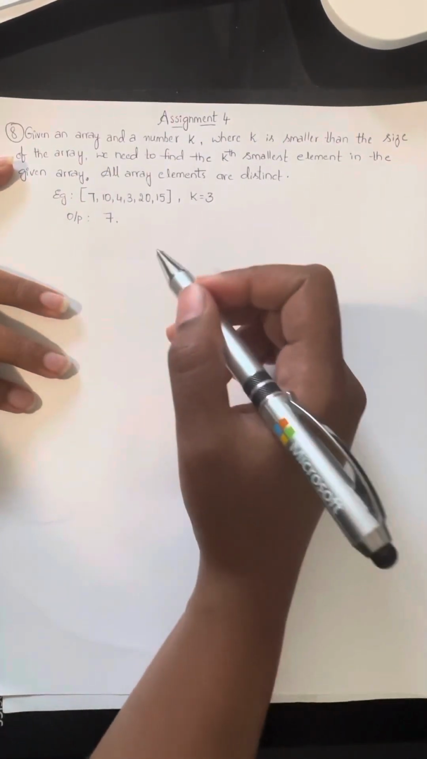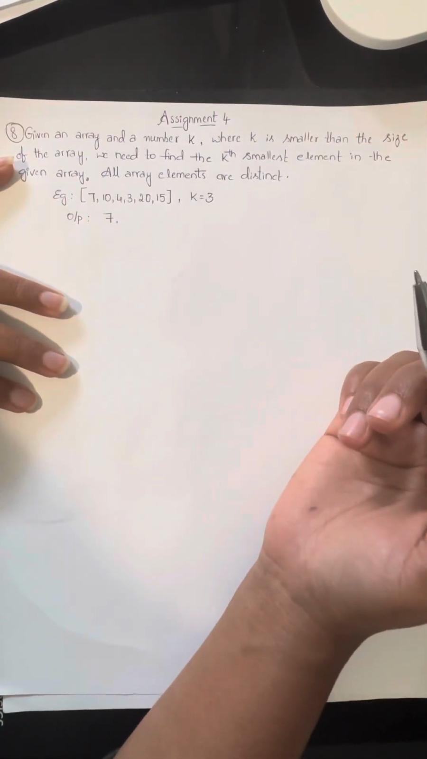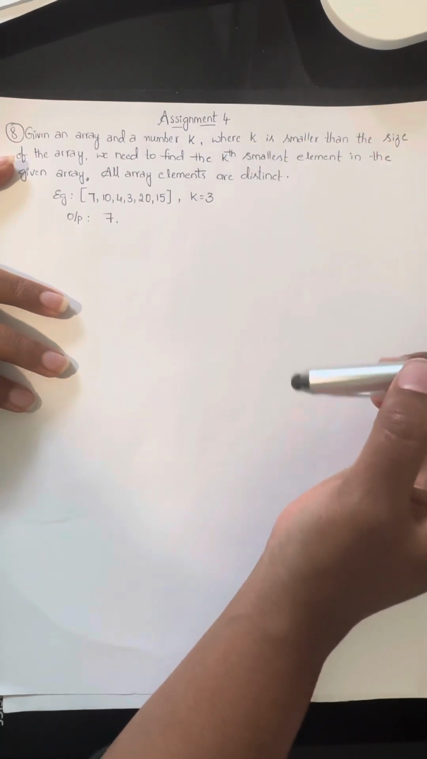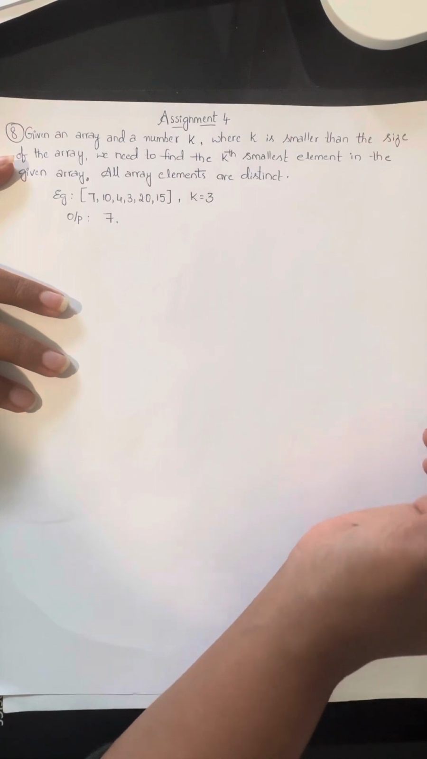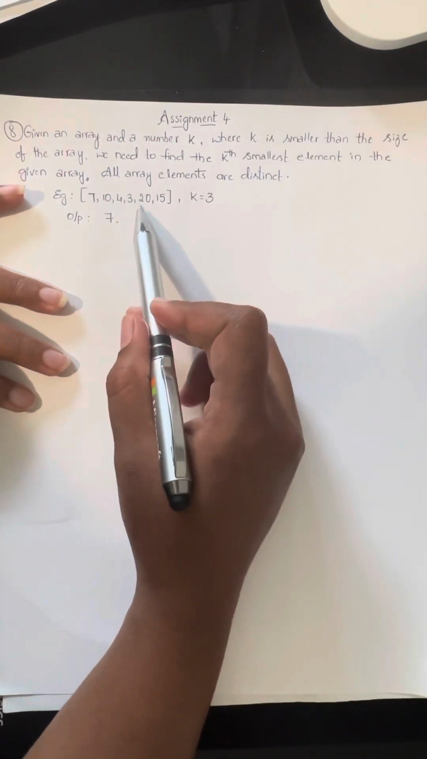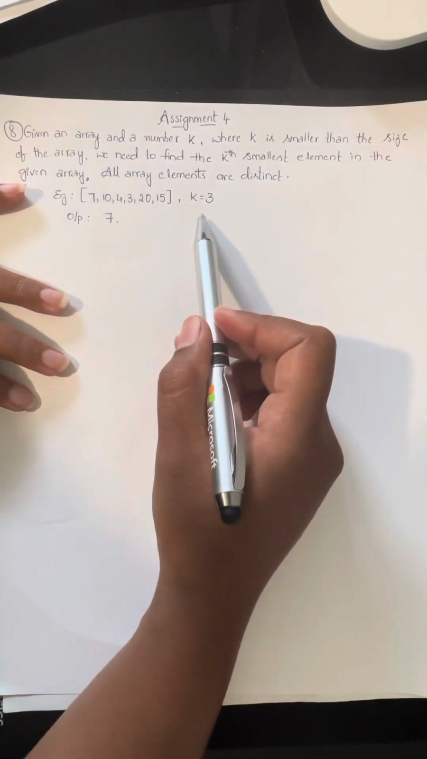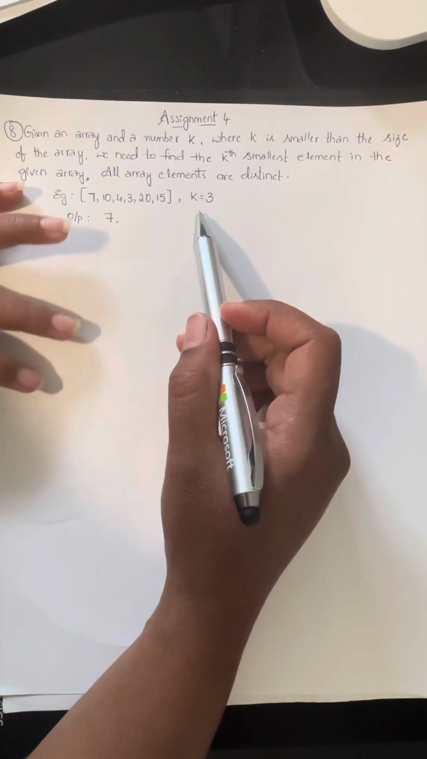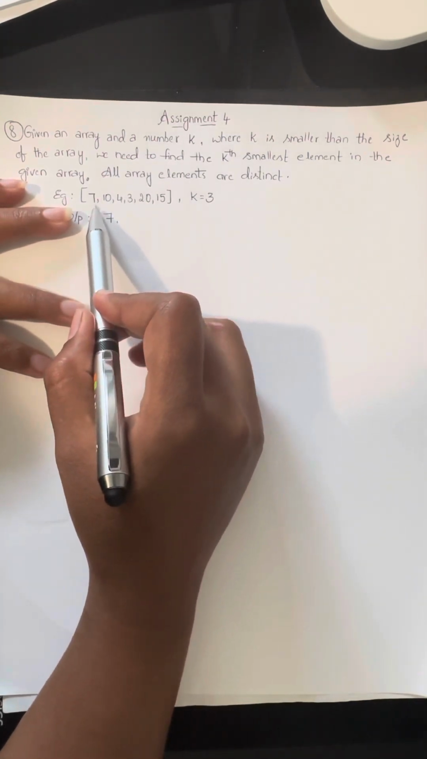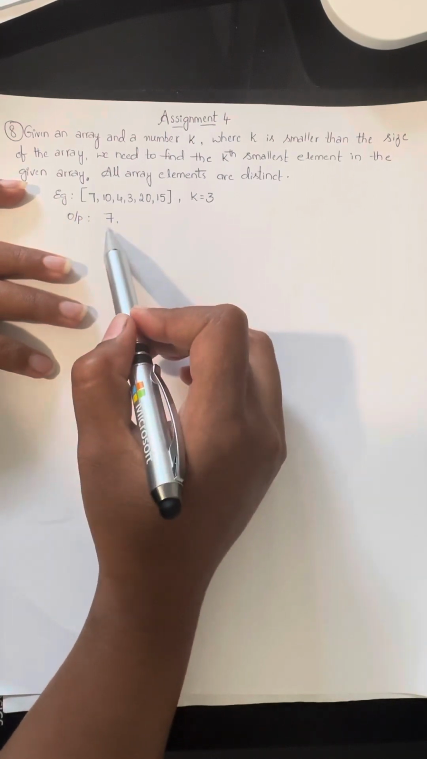In this video, I'm going to solve the 8th problem in assignment 4, which is finding the kth smallest element in the array. So we have given an input array here and we need to find the kth smallest element. In this array, 7 is the third smallest element. So the output is 7.